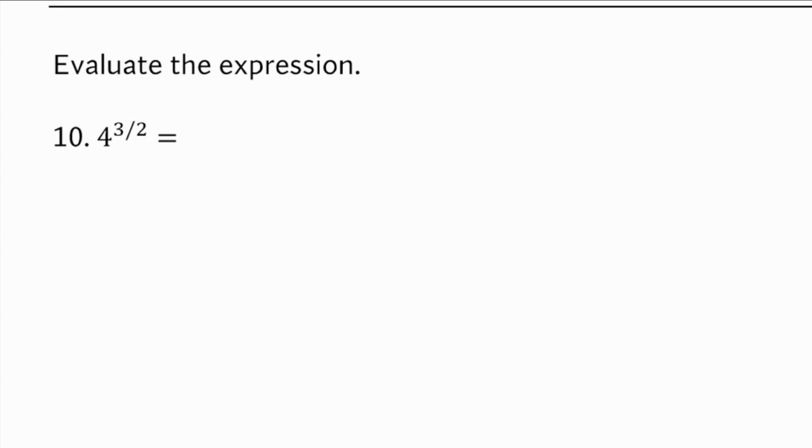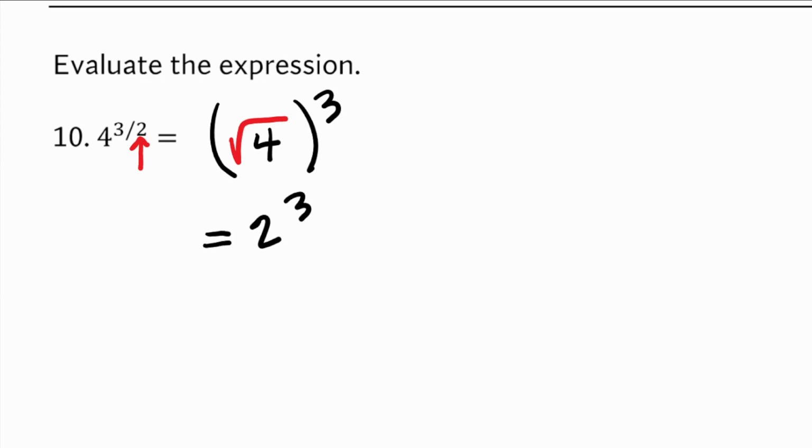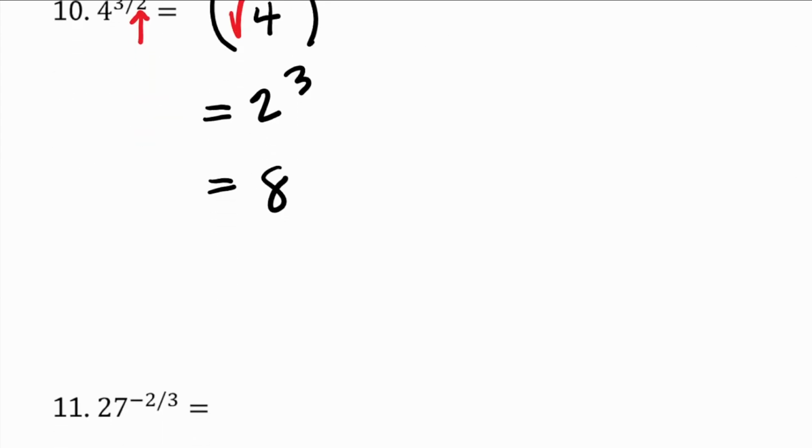All right, the last two are just, evaluate the expression. So figure out what this number equals. What we're going to do is start with the denominator of the fraction. So the second root, that's the square root of 4, and then we're going to cube that. The square root of 4 is 2, to the 3rd, and that's going to be 8.